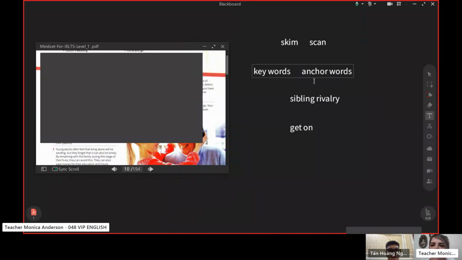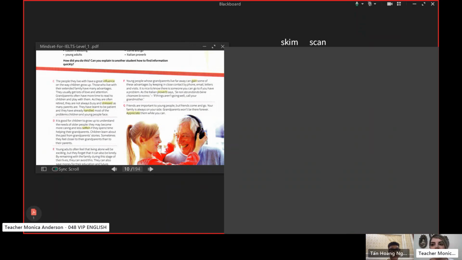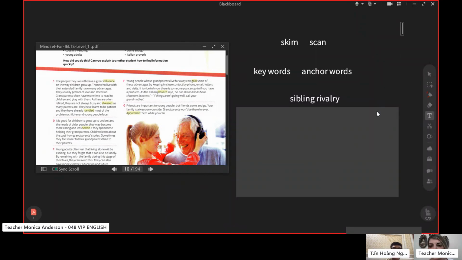What does it mean? Keyword and anchor word. Do you know anything about keyword, anchor word? Very good. Would you briefly explain anchor words? Anchor words is like the word that you can use synonyms to change. You can use synonyms?